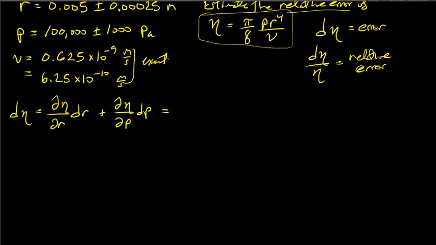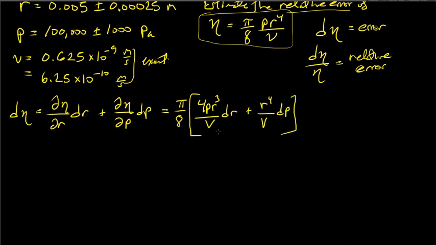The partial of eta with respect to r: the pi over 8 is just a constant, so we can drag that all the way outside. With respect to r, we get 4p r cubed over v times dr. And then plus, with respect to p, this is just r to the 4th divided by v times dp. Now to get the relative error, we divide by eta.